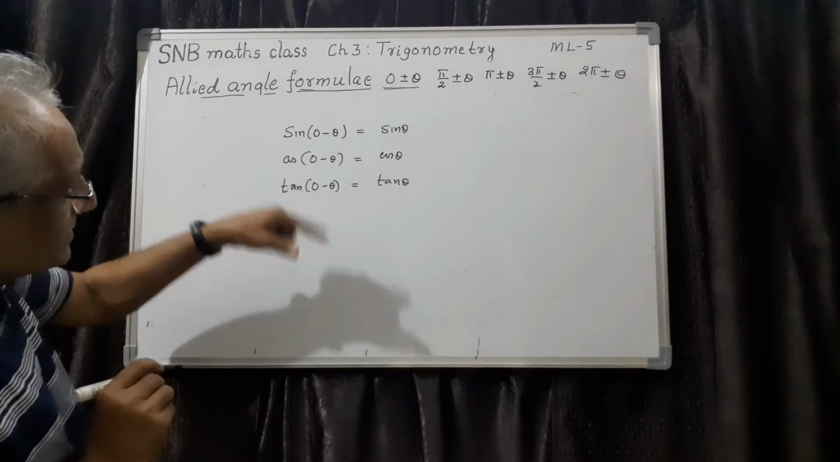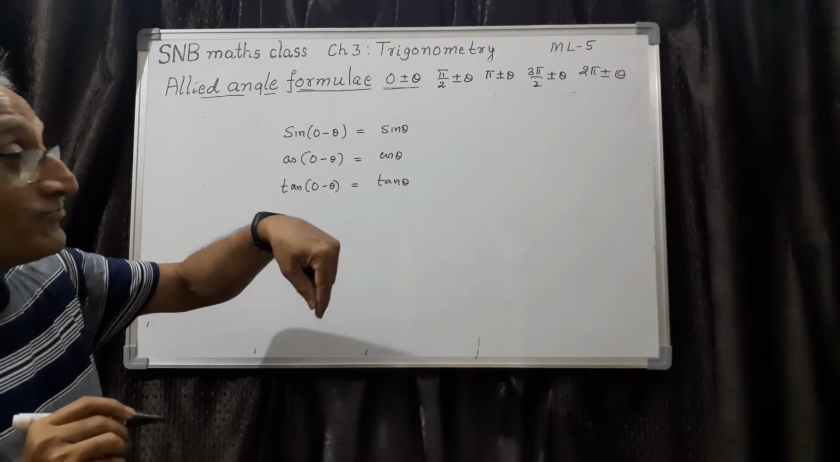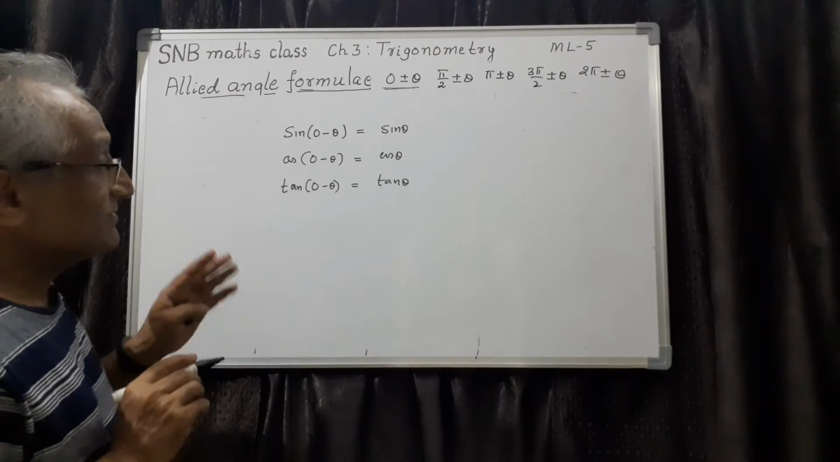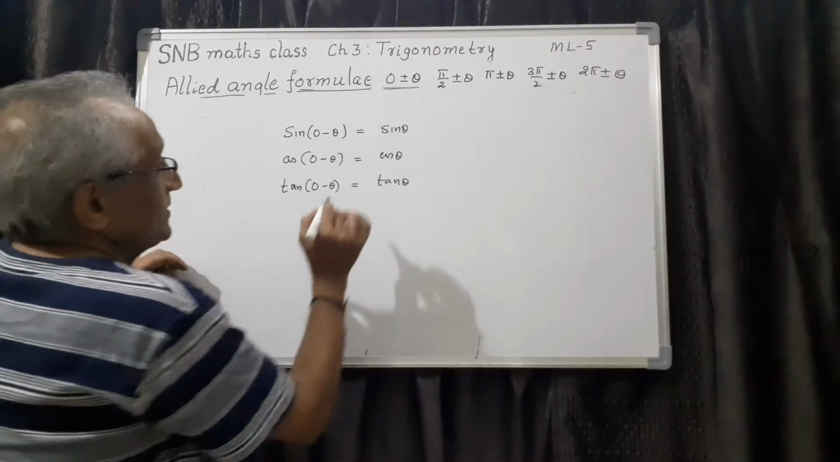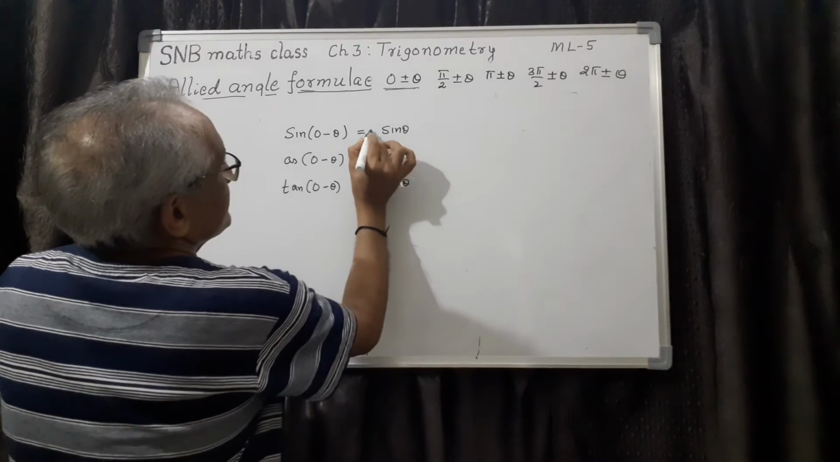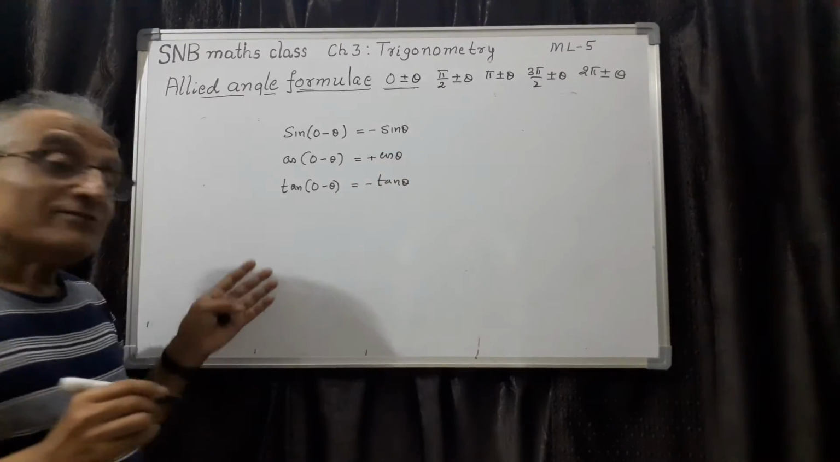How to decide the sign? Imagine, where is 0 minus theta? It is in the fourth quadrant. In the fourth quadrant, which is positive, which is negative? Only cos is positive. These two are negative. Even we can prove this one.